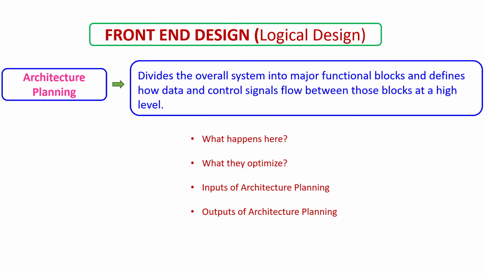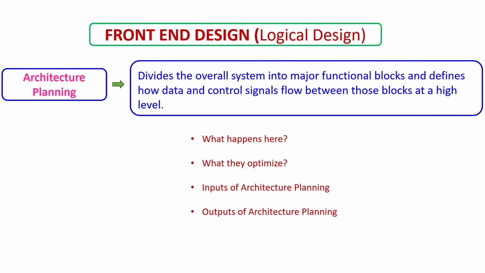What are the inputs of architecture planning? The inputs are the system specification document, performance and power budget targets, market requirements, previous chip architecture, and process technology information. And what are all the outputs of this architecture planning? The outputs are the high-level block diagram, data flow and control flow design, microarchitecture guidelines, interface definitions, and performance budget allocation per block. This output is handed over to the RTL design team.